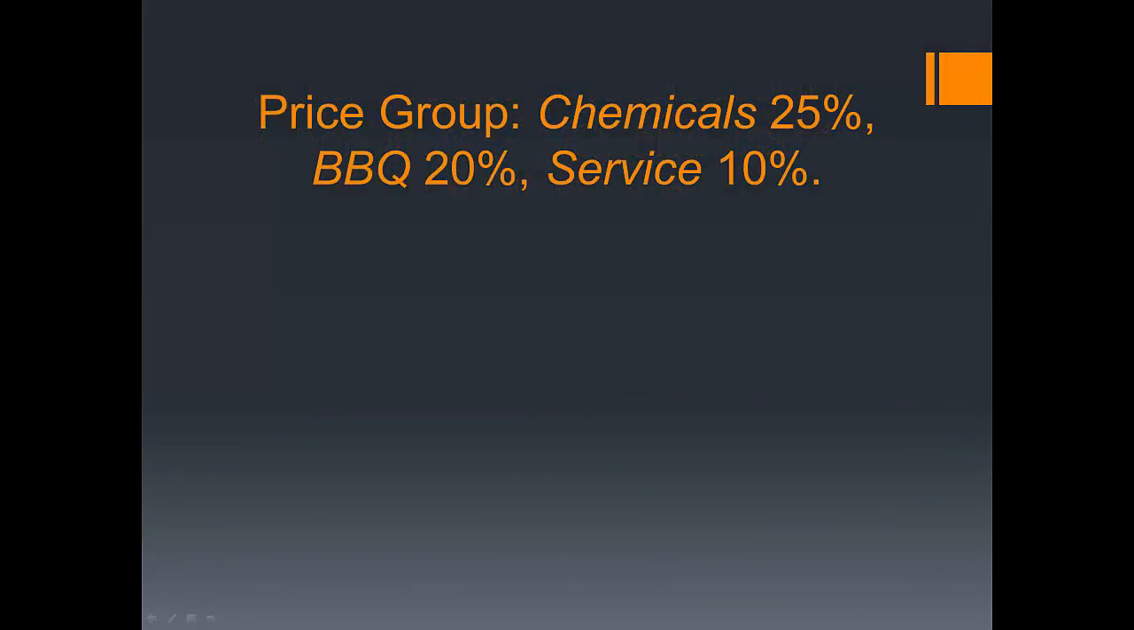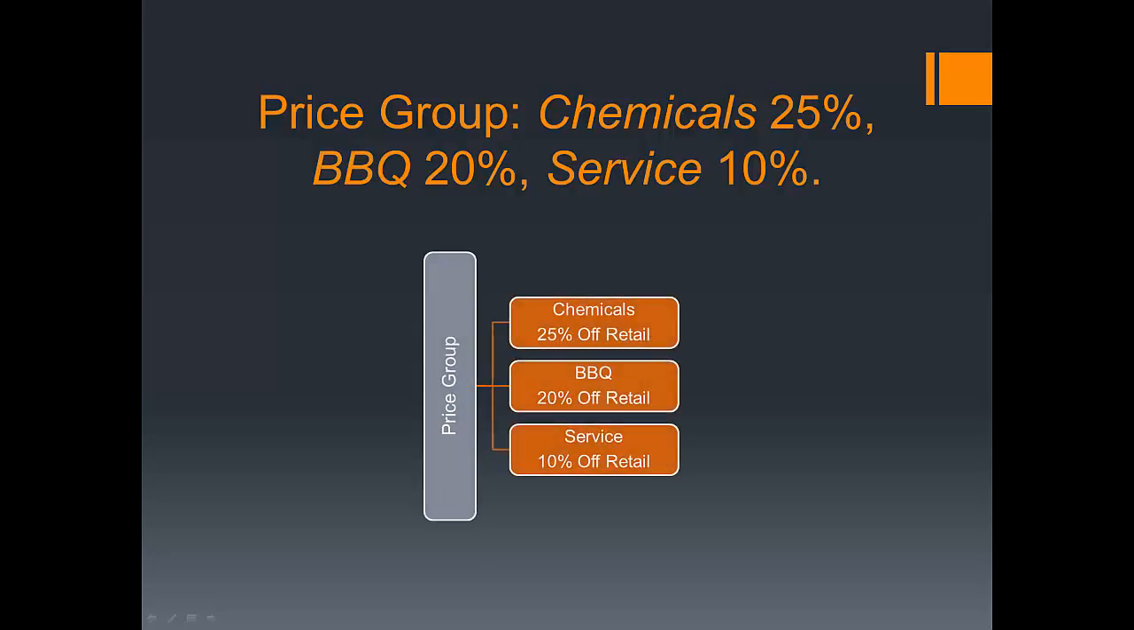If the pricing method or percentages were different per product line, then you would need to add a separate filter. For example, chemicals are 25% off retail, barbecues 20% off, and service 10% off.